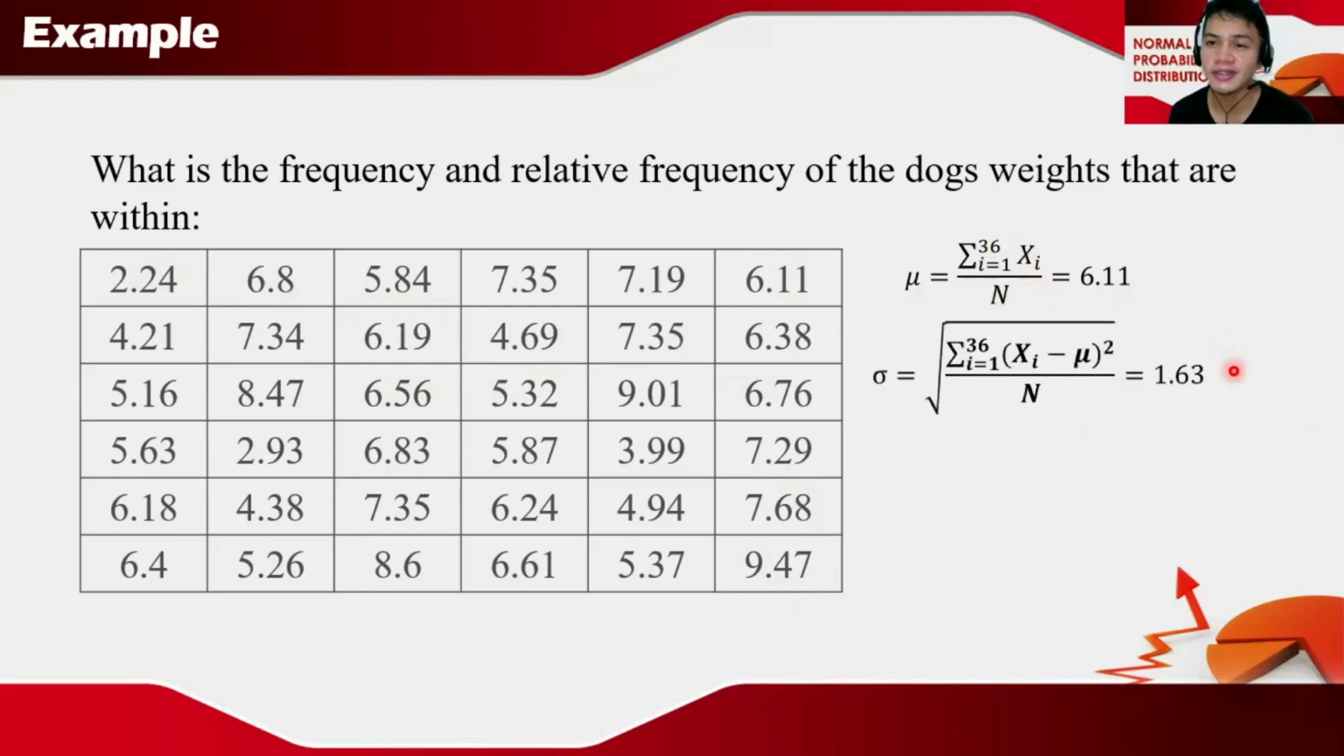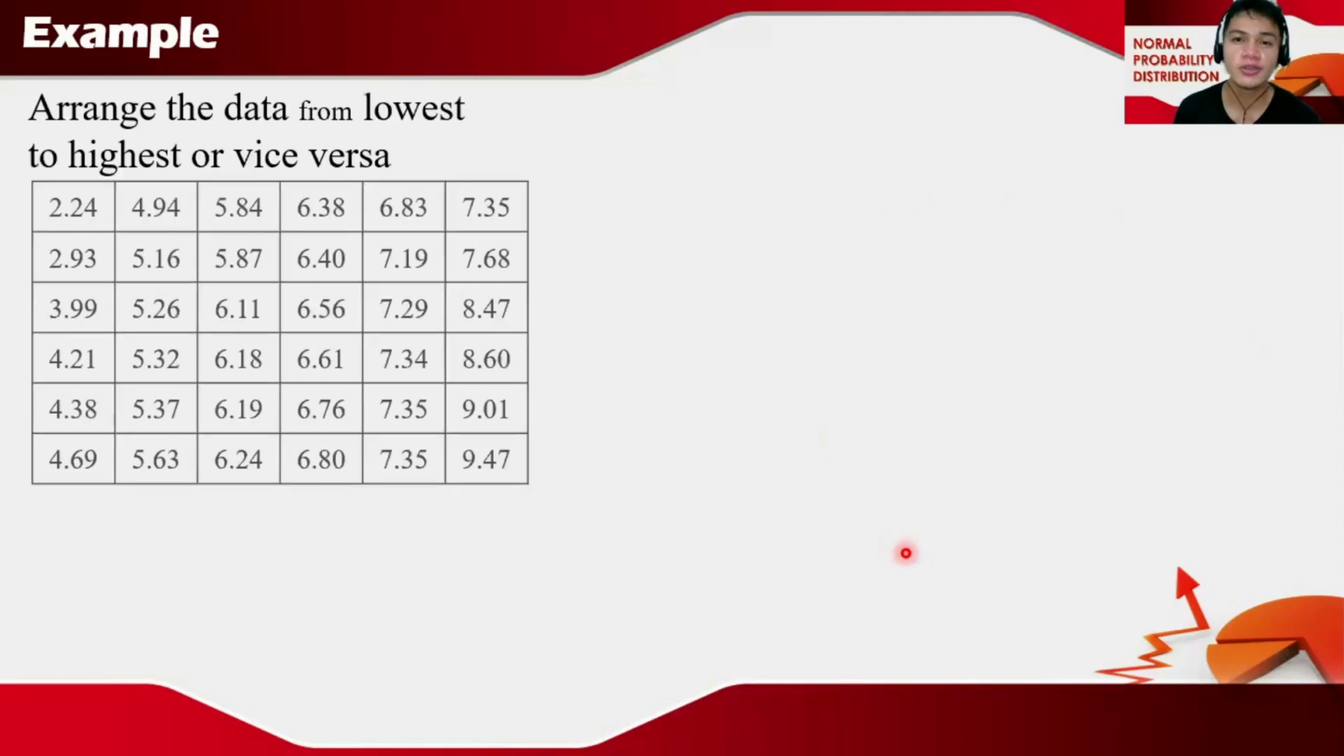And for the standard deviation, we just get the square root of our variance. It will give us 1.63. Again, these formulas are just reviews since you already watched this and they were explained by our professors thoroughly, so I don't need to explain these things. To move on, what is the first thing that we need to do?